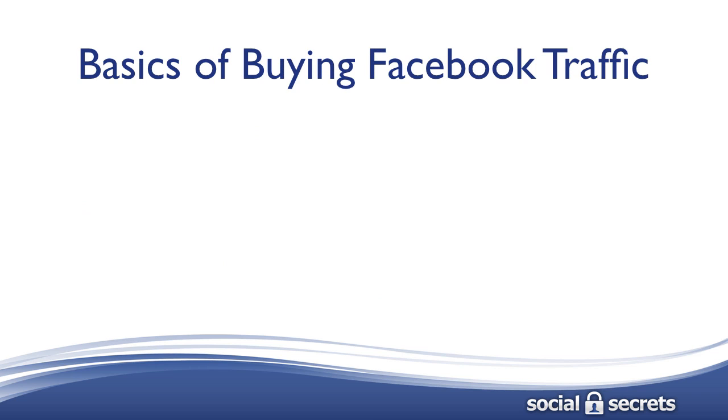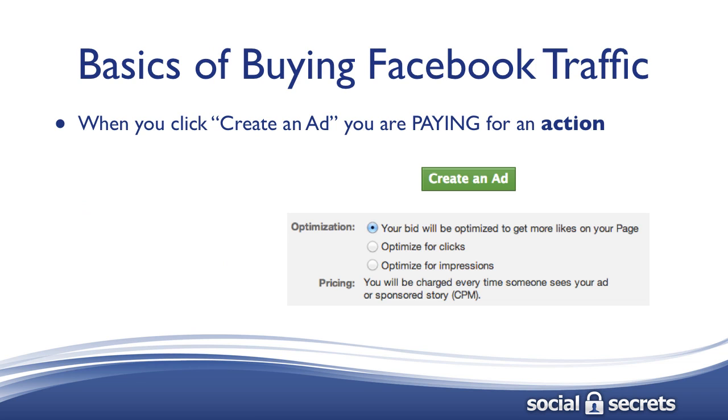So first off, basics of buying Facebook traffic. When you click create an ad, meaning that you're creating an ad in a campaign, you are paying for an action. This means that you may either be paying for impression or a click. This is how Facebook is going to charge you. You're basically paying for another user of Facebook to take an action.